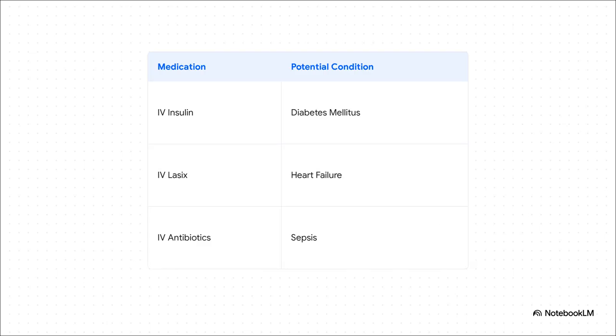And this is exactly why the MAR is basically a coder's best friend. It is absolutely loaded with clues. Take a look at this table. If you're scanning the MAR and see IV insulin being given daily, but nowhere in the chart does the doctor explicitly write diabetes mellitus, guess what? You've just found an undocumented condition. Seeing IV Lasix, that might point to undocumented heart failure. And IV antibiotics are a massive red flag for an active infection or sepsis. When you spot these clues, your next move is to initiate a compliant, non-leading query asking the physician for the underlying diagnosis that requires the specific medical management.